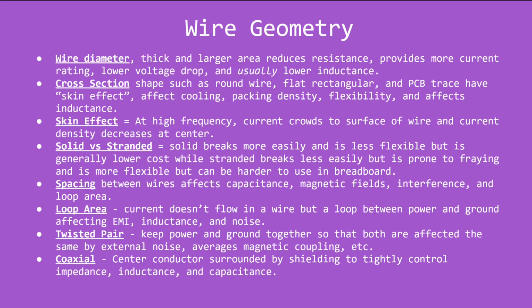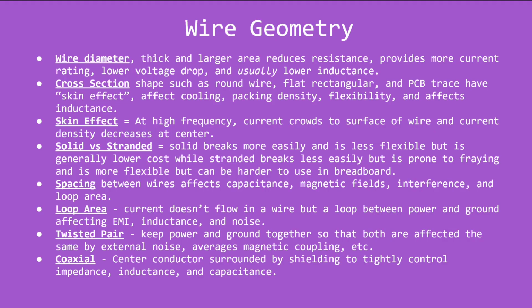All right, let's start by talking about wire geometry. Starting with the wire's diameter, it is important as a thicker and larger area reduces resistance and allows for more current, a lower voltage drop, and usually also lowers inductance. And of course, a thinner wire does the opposite. Cross section refers to the shape, such as round, flat, rectangular, or even PCB traces, each of which has a skin effect.